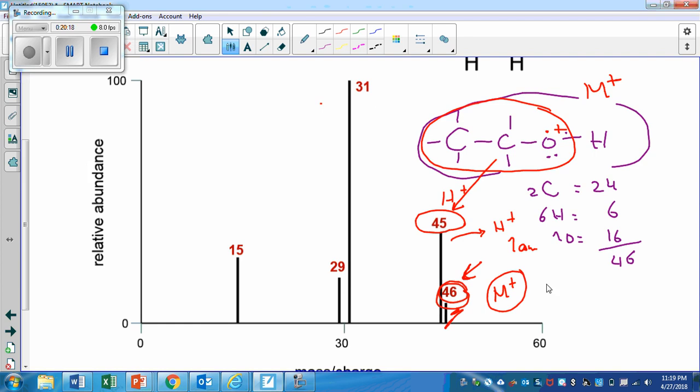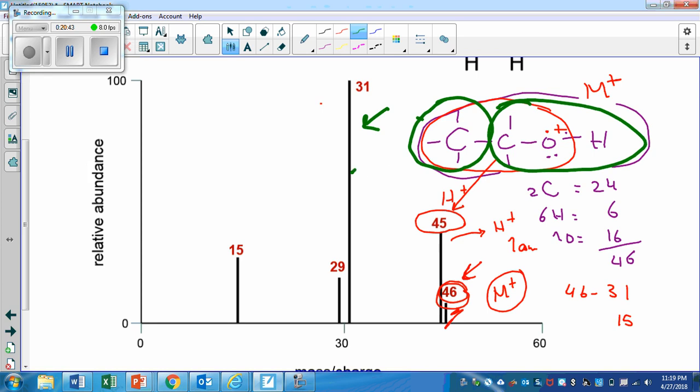Then this is at 31. So 46 minus 31 is what? 15. So who has the mass 15 here? If I take just this part here, 12 for carbon and 3 for hydrogens, that is mass 15. That means this peak is represented by this part, and the fragment that went out is CH3. So the fragment that went out is 15 and what is left is 31. So this is showing right here.